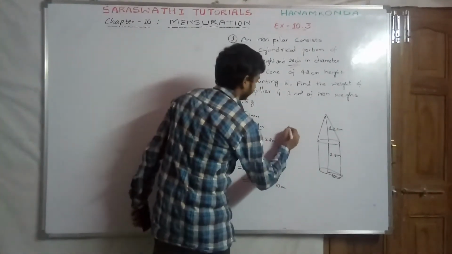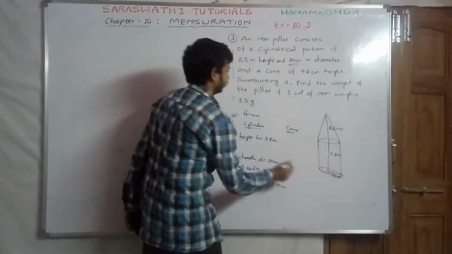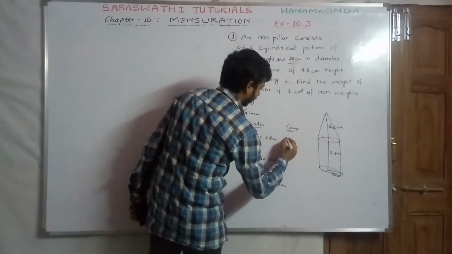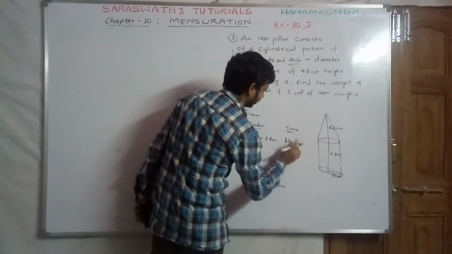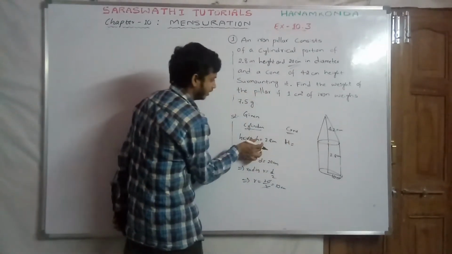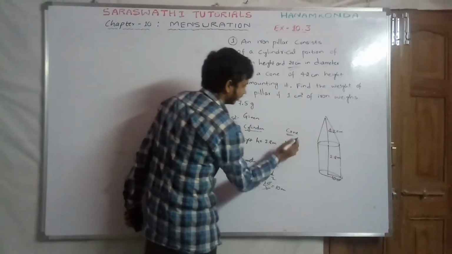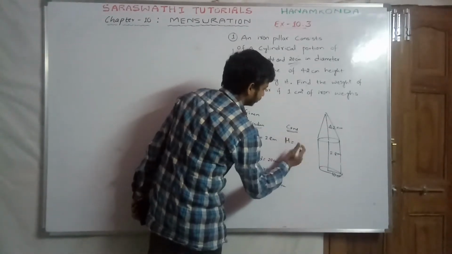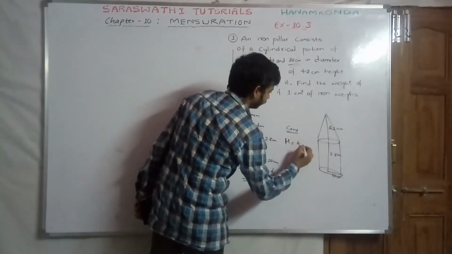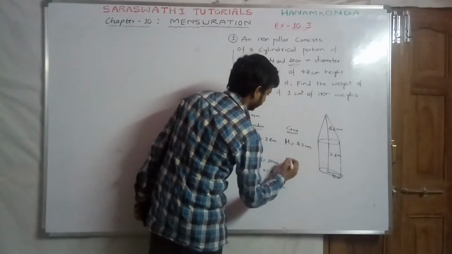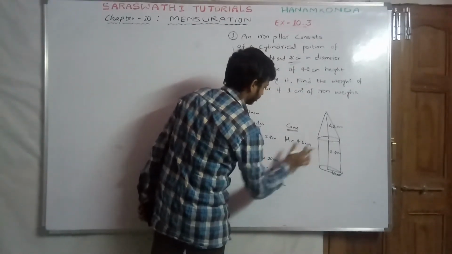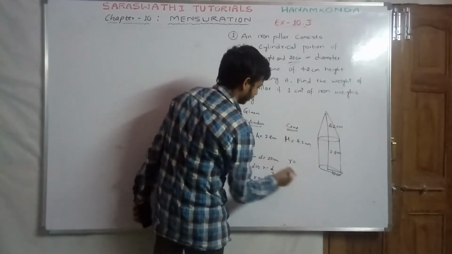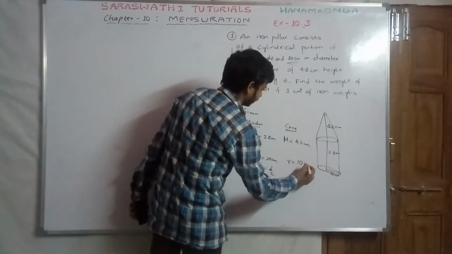Okay, next, dimensions of the cone. Given that the height of the cone, let us take it as capital H. Here the cylinder height is considered as small h, so consider the height of the cone as capital H. So capital H is given as 42 centimeters. And the radius is the same as the radius of the cylinder. The radius of the cone is the same as the radius of the cylinder, that means the radius is 10 centimeters.